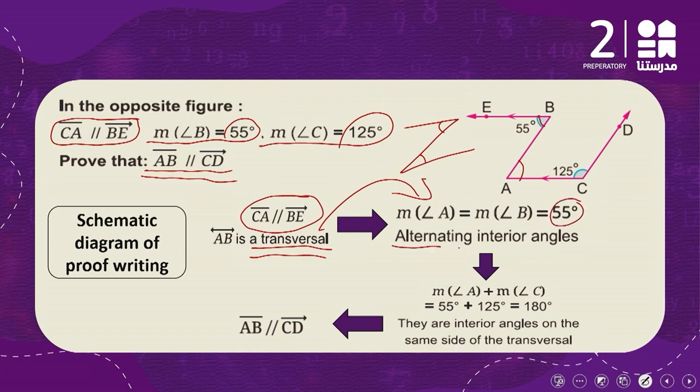They are called alternate. This leads us to, if you have this, which is 55, and this is 125, and we need to prove that AB and CD are parallel. So let's add them. We found that the sum is 180, and they are interior angles. So this leads us to AB parallel to CD.